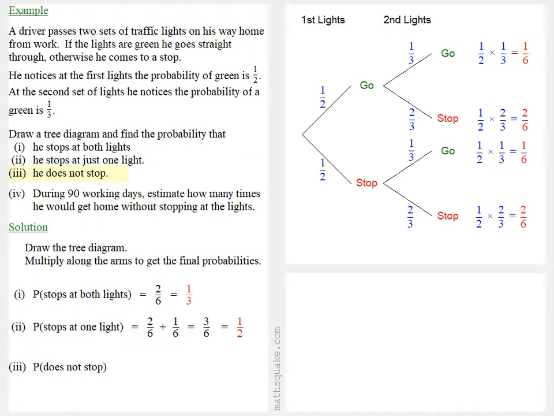And in part 3, we're asked, what is the probability that he does not stop? Well, if he doesn't stop, then he goes and goes again, and that has a probability of 1/6.